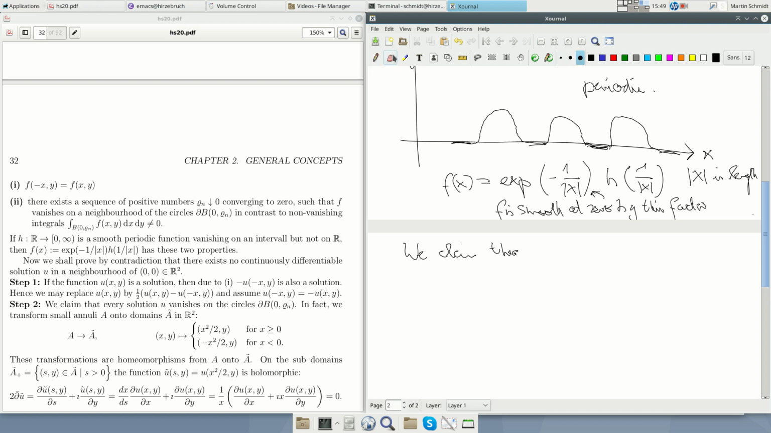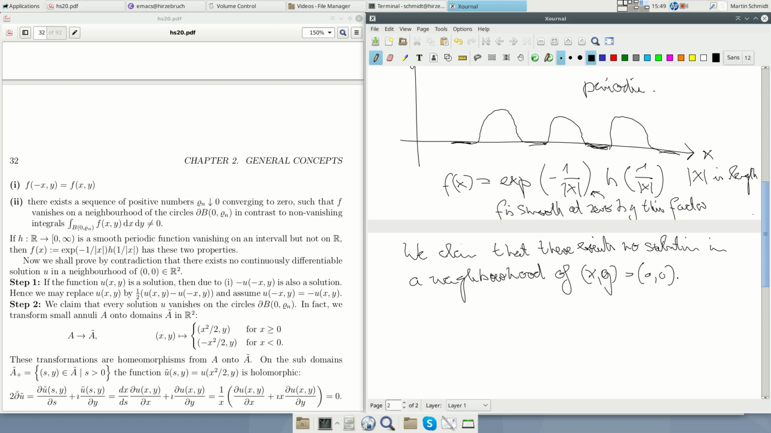that there exists no solution in a neighborhood of xy equals 0, 0. Okay, and this we will prove in three steps. Yeah, we will need three steps.